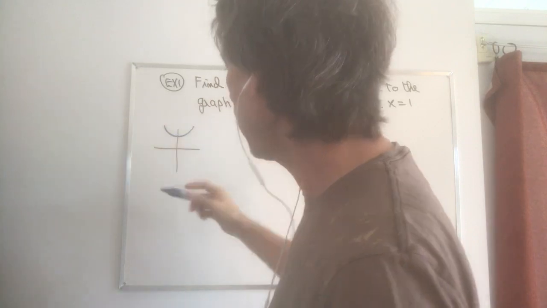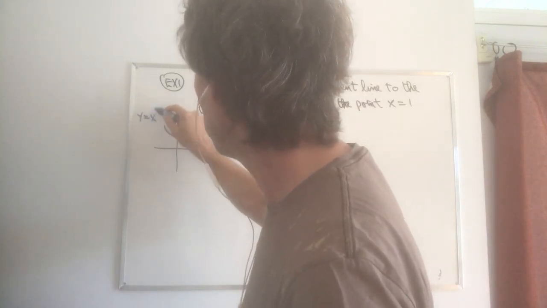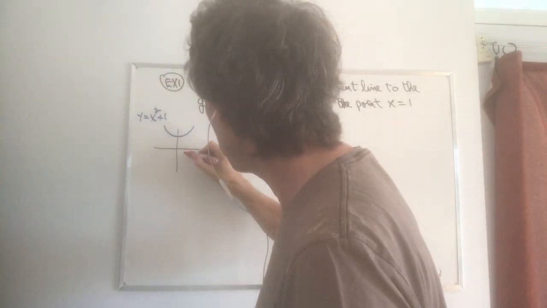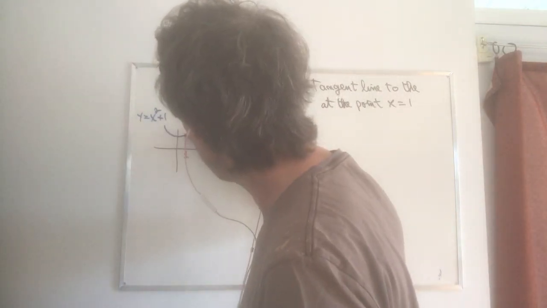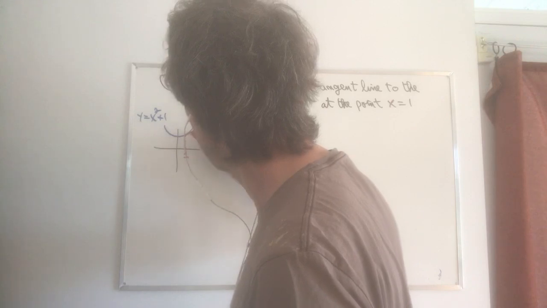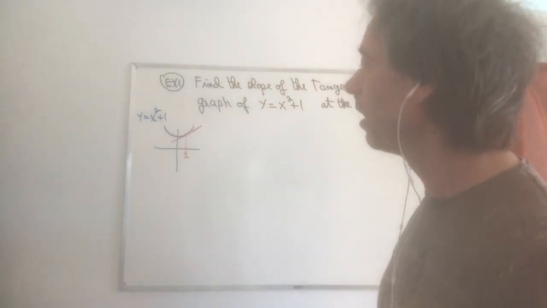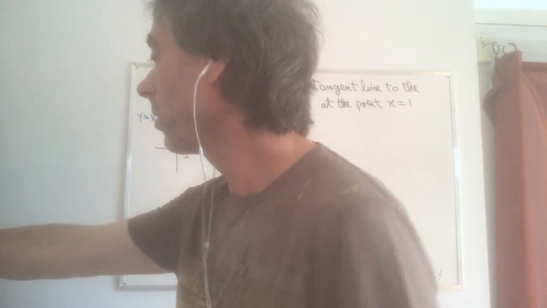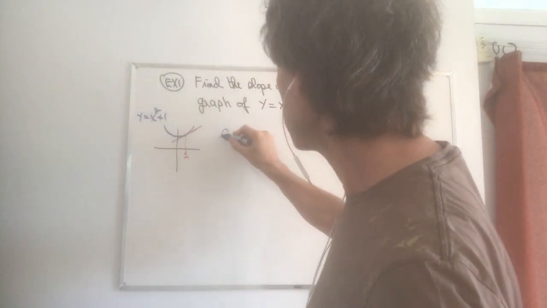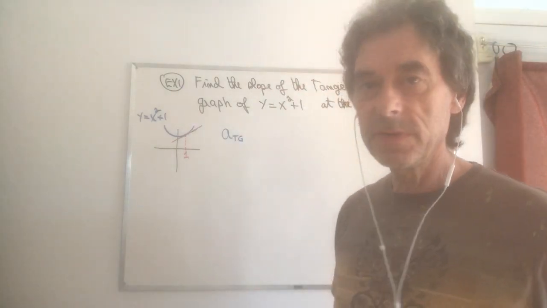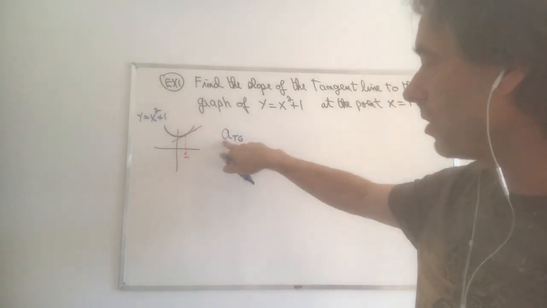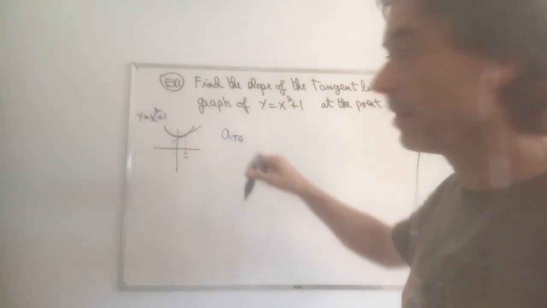So basically, just to give you a quick idea of what I'm about to find, I had here y is equal to x squared plus 1. I'm going to take a point right here that I call 1. I'm going to take that point and go to the graph, get a point here, and calculate the slope of that very line. And how am I going to do that? Well, the slope, and I'm going to put here a subscript tg. That will mean slope of the tangent line.